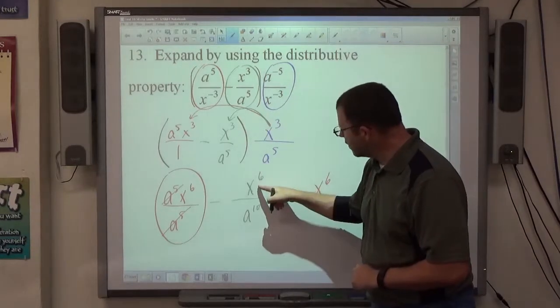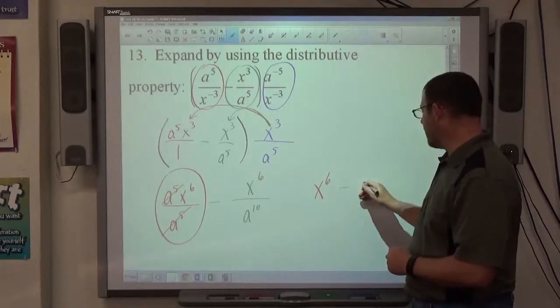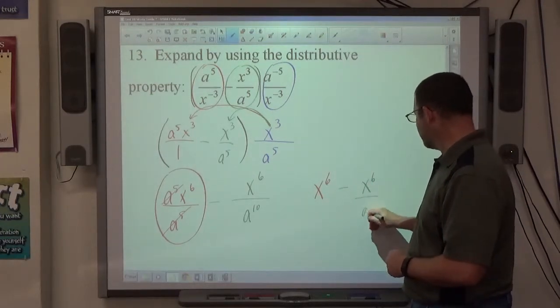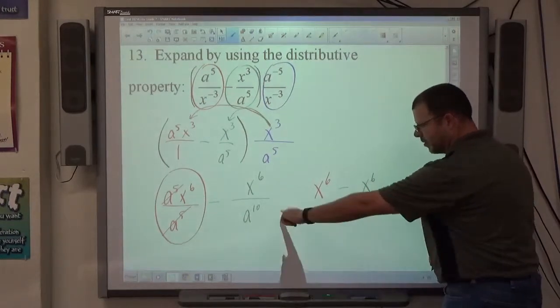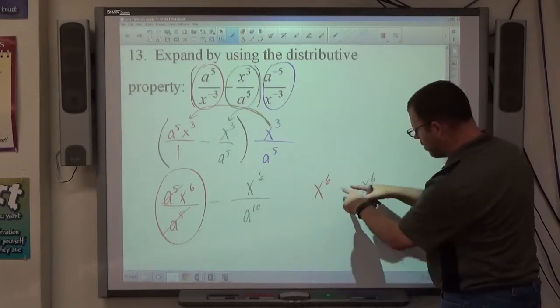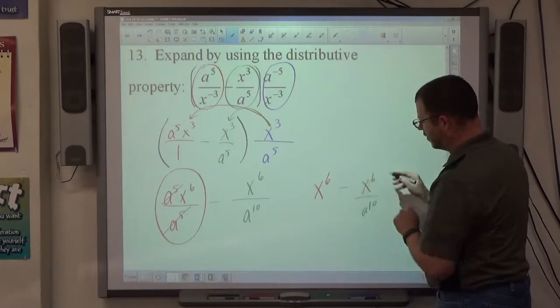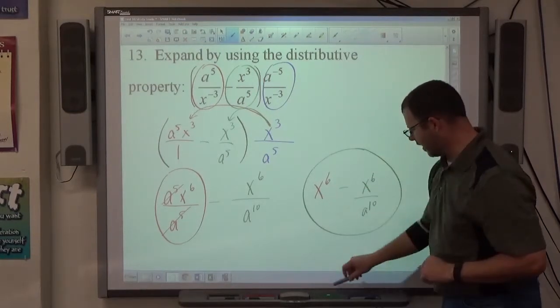So x to the 6th, a to the 10th, there's just one of each letter, so minus x to the 6th over a to the 10th. This is separate from that. This fraction ends right here. I see people still going all the way across that fraction bar, minus this fraction. That's not a fraction, this is a fraction. That's our final answer.